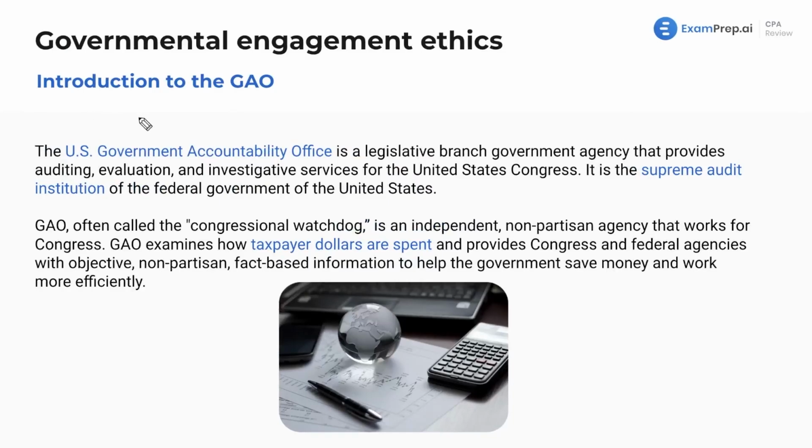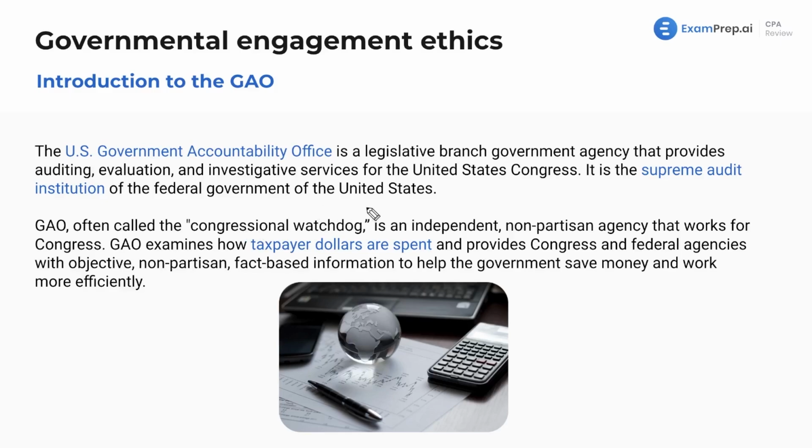Starting off here, talking about the GAO, the Government Accountability Office. What is this organization? What do they do? Well, it is a legislative branch government agency that provides auditing, evaluation, and investigative services for the U.S. Congress. It's the supreme audit institution of the federal government of these United States.